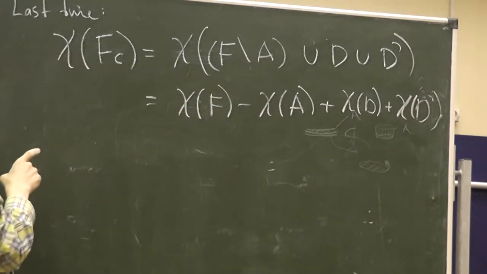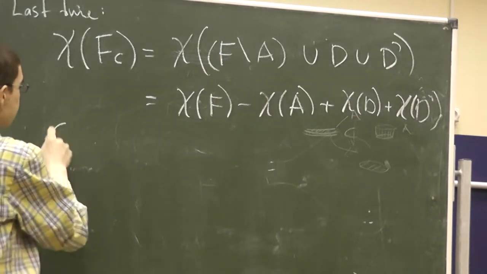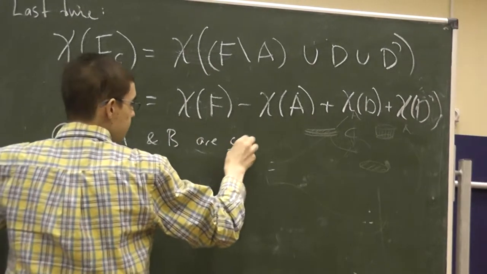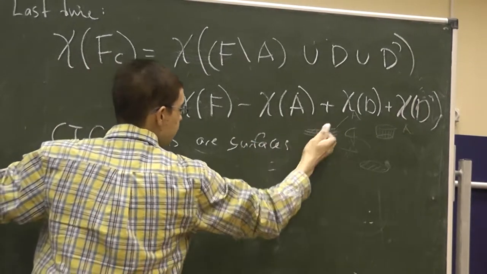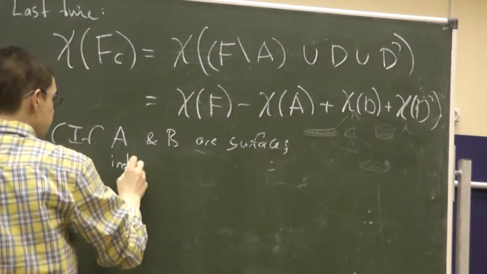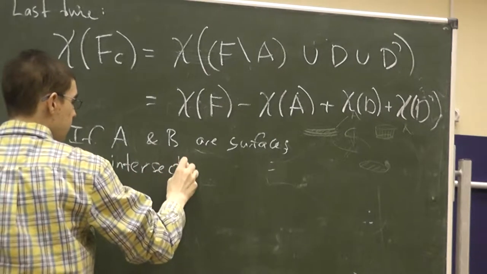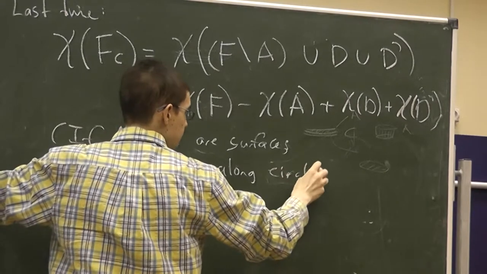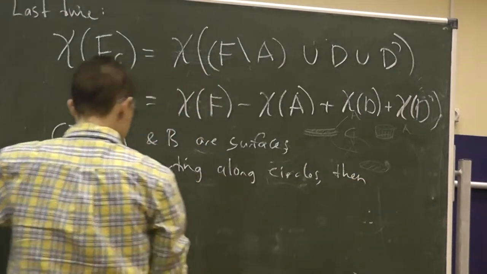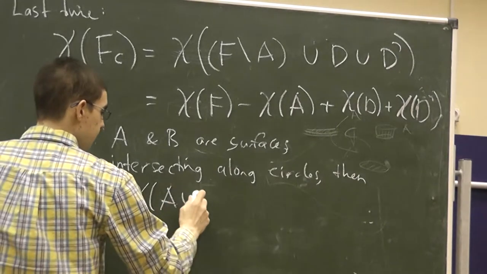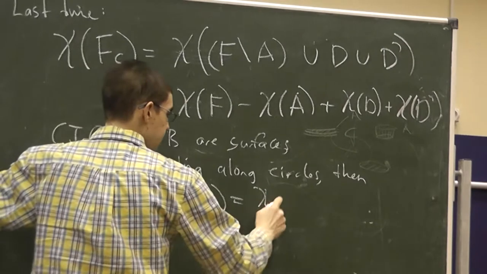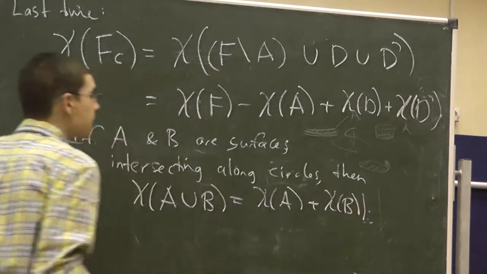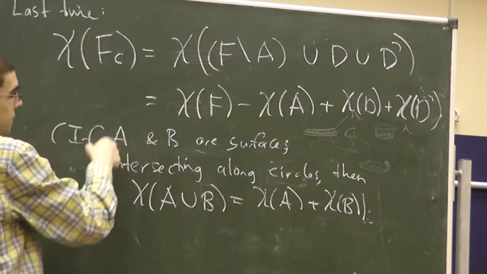Do you remember this? If A and B are surfaces intersecting in circles, then the Euler characteristic of the union is the sum of the Euler characteristics. So I think Collier showed us this last time.